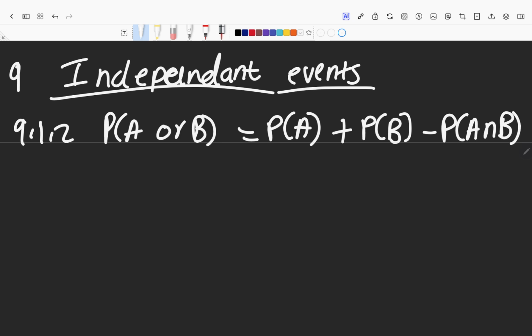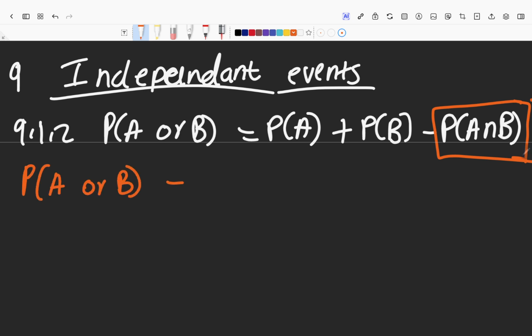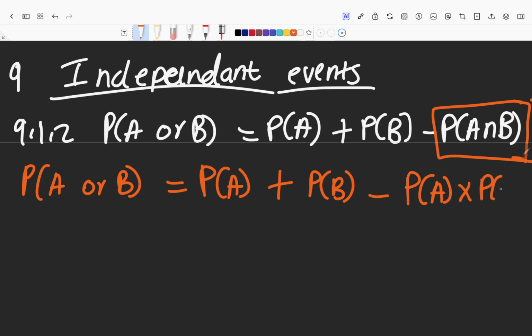Now, the probability of A and B is going to change because we're looking at independent events. I told you guys before that the probability of A and B in mutually exclusive events is 0, but in independent events, it equals the probability of A multiplied by the probability of B. So we're going to substitute it and write our new equation. The probability of A or B equals the probability of A plus the probability of B minus the probability of A multiplied by the probability of B. Whew. So that's our new equation.